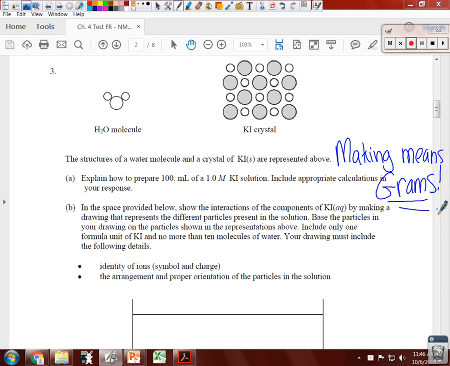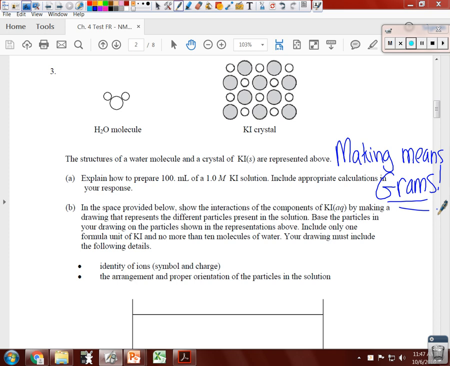So part A, you're going to mass out whatever the mass is in a weigh boat on a balance. You're going to pour that solid into a 100 milliliter volumetric flask. Okay? You will then pour in enough warm distilled water to do what? To dissolve completely by swirling. Then you will fill the remainder of the flask up to where? The etching or the line on the neck of the flask.